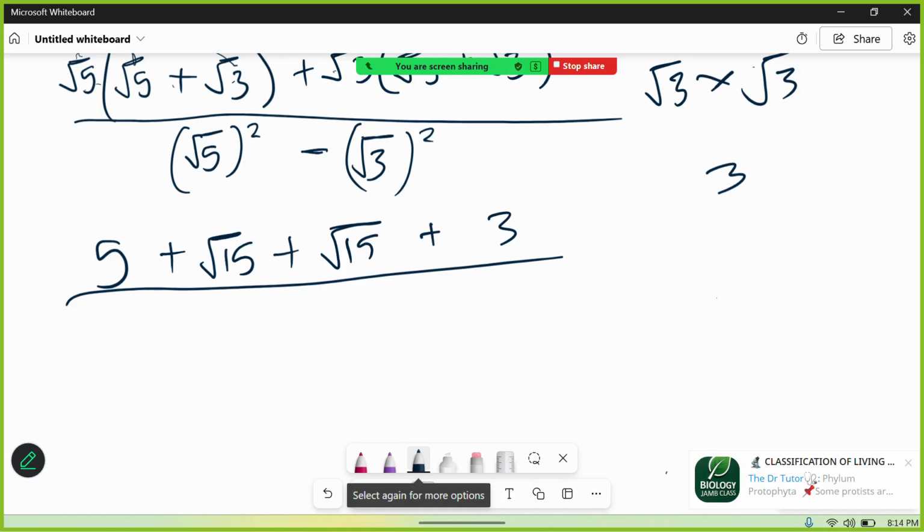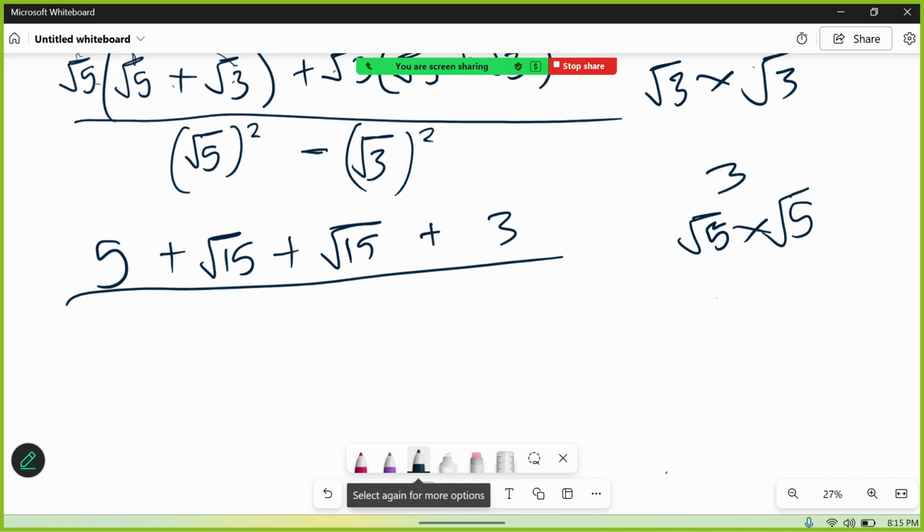Now let's go to this denominator. I said the fastest way to express it is this. Now this root 5 square, what did I mean? Root 5 square means root 5 times root 5. Are you getting that? Square means multiplying that thing by itself 2 times.